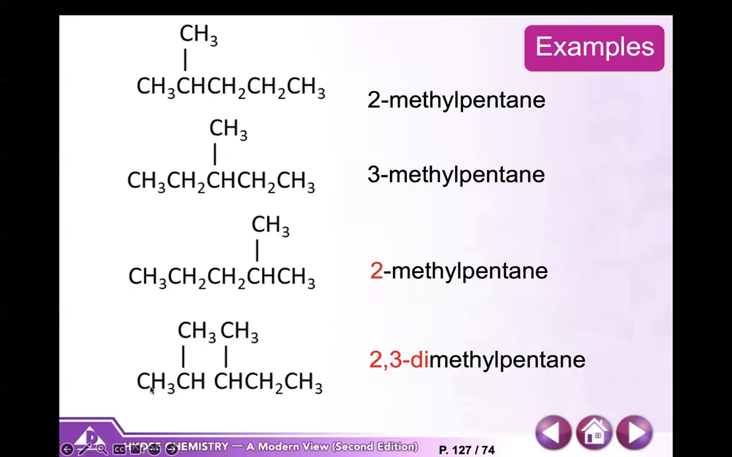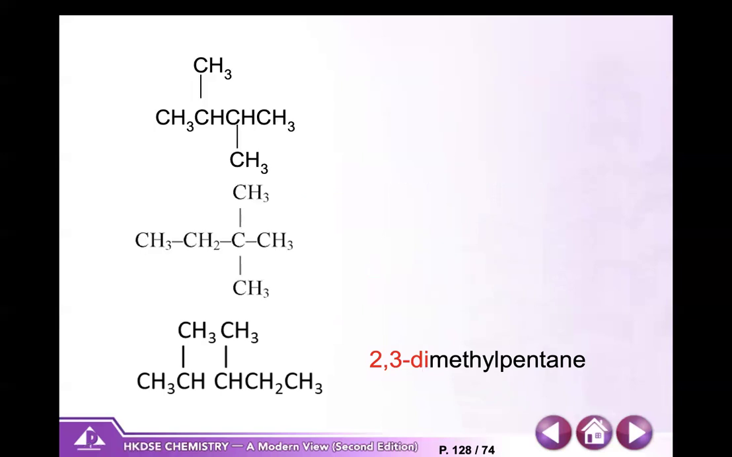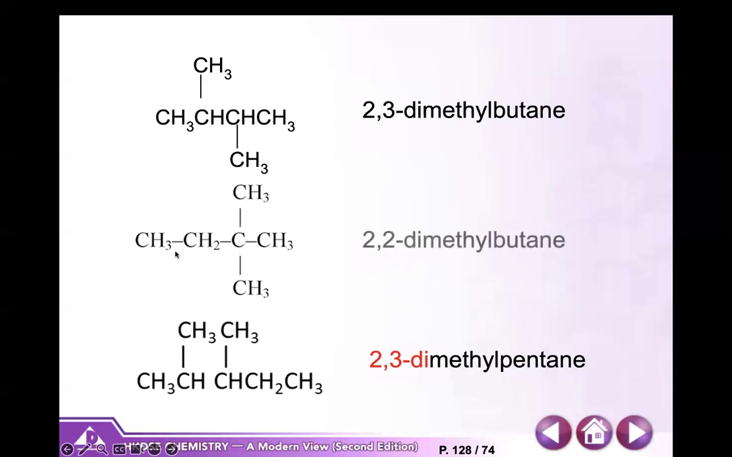Then the following one, this one has pentane as the longest carbon chain as well. And then at the second carbon and third carbon, we have methyl groups. So we need to use a multiplying prefix for multiple functional groups, dimethyl. So this will be 2,3-dimethyl butane. The lower one will be 2,2. The second carbon has 2 methyl groups, so 2,2-dimethyl butane.